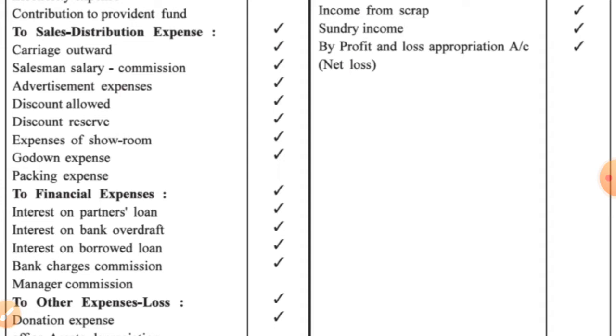Then, interest on borrowed loan: you have not taken the loan from any partner, but you have taken a loan from a cooperative bank, then you have to pay interest on it. Then, bank charges and commission. Every year the bank provides many facilities, so a certain amount of commission the bank also charges. Manager's commission. These all come in the category of financial expenses.